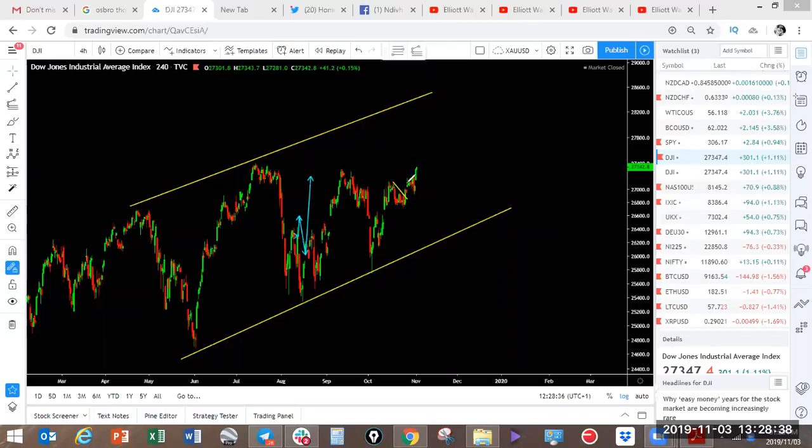And now let's have a look at the, not the S&P 500, at the NASDAQ. So this will keep pushing higher.